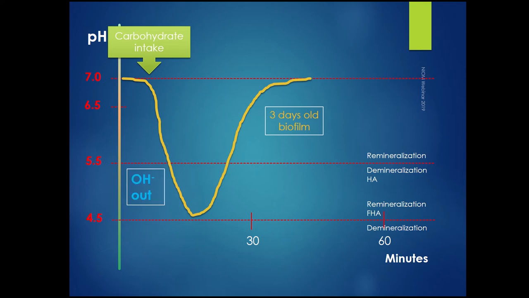Hydroxide will leave the enamel at pH under 5.5, indicated by demineralization of hydroxyapatite. However, at pH higher than 4.5, the fluoride ions, if present, will immediately replace hydroxide and there will be no mineral loss. Younger plaque or biofilm does not have maturity to produce enough acid. Older plaque will be able to produce acid to lower pH to under 4.5, resulting in loss of minerals of all kind. Saliva helps cleanse the mouth and dilute the acids.